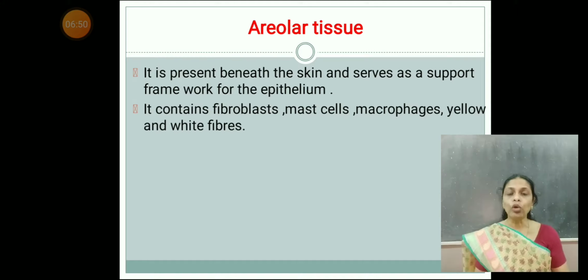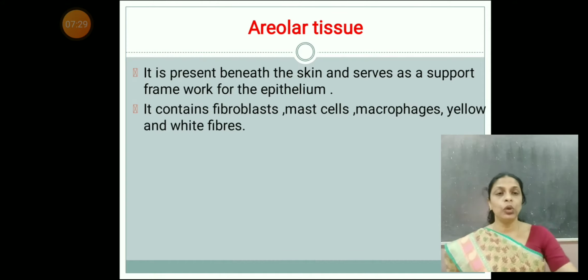Then macrophages. Macro means what? Big. Big cells which engulf the pathogen or engulf other cells or engulf the food and digest that. That is the meaning of a macrophage. So there will be macrophages, big-sized cells which can engulf and digest. Then there will be fibers, which are of two types, yellow fibers and white fibers. These fibers are made up of a particular protein called collagen. So what is collagen? Collagen is a protein with which the fibers are made.